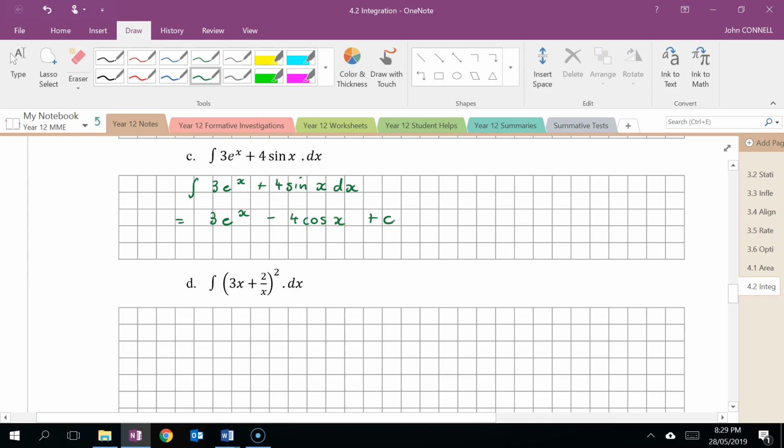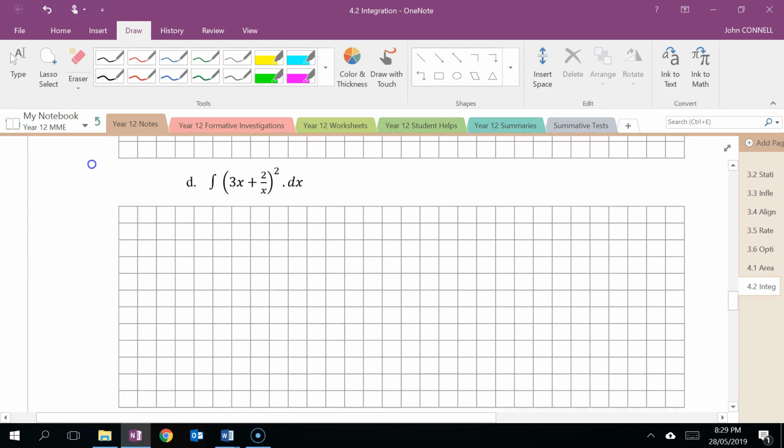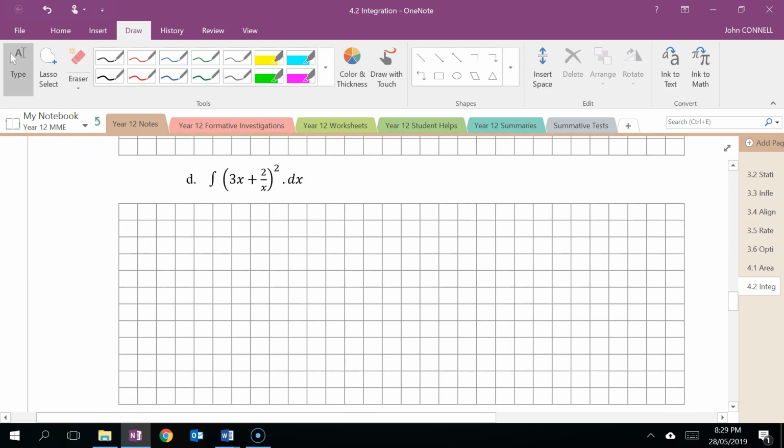So we don't need to worry about the constant being out the front, we just integrate normally. Okay, (3x + 2/x)². Now, we don't have a rule that tells us how to integrate if we've got a function inside of something to the power of 2. So we're going to have to be creative and multiply out this bracket.